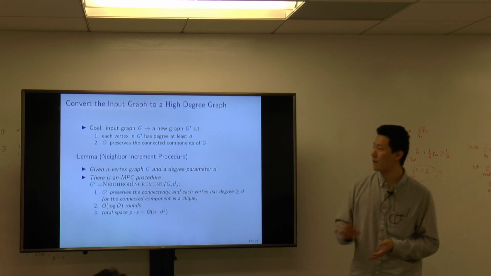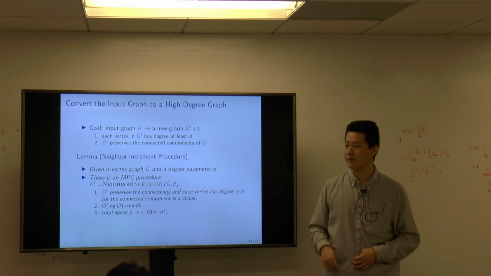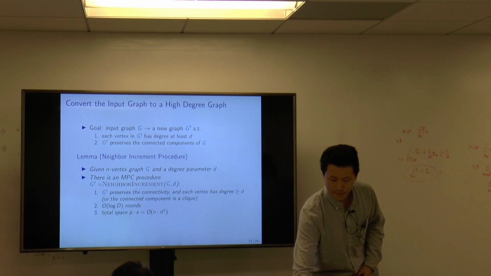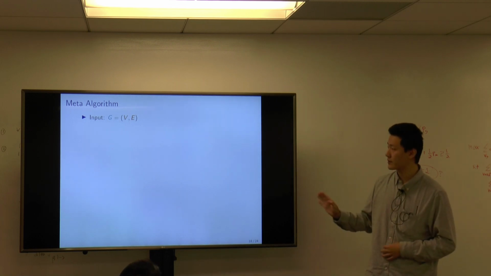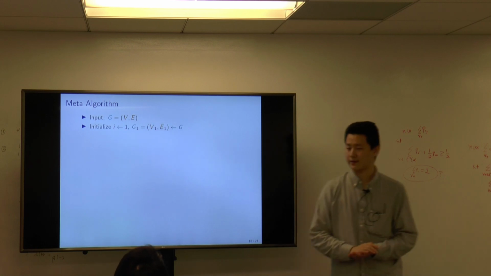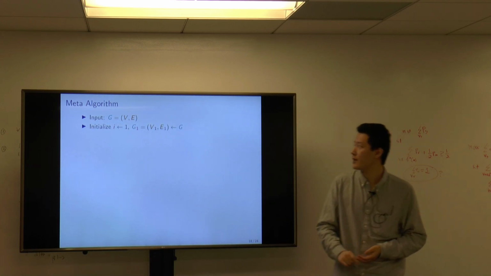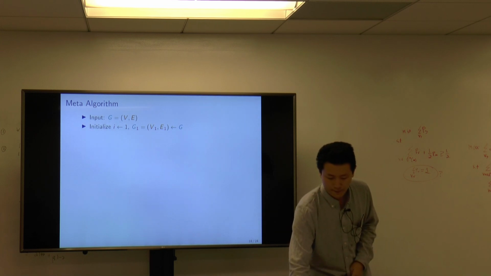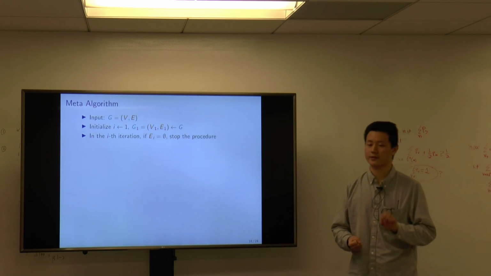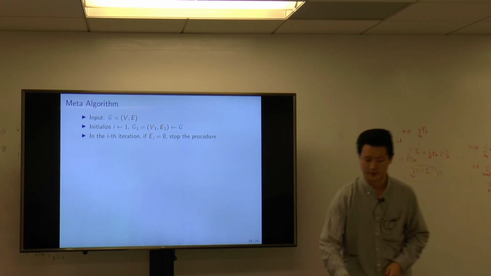Okay, so before I talk about how to implement this procedure, let's see how to use this as the building block in our final algorithm. So here is our final algorithm. For input graph G, firstly we do the initialization: the iteration counter i, and let G1 be the input graph G. And as before, if each single vertex is a connected component, then we can just output the connected components.